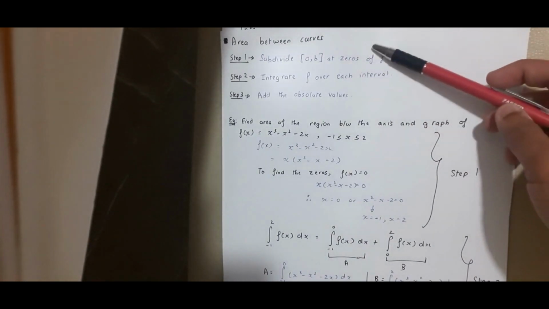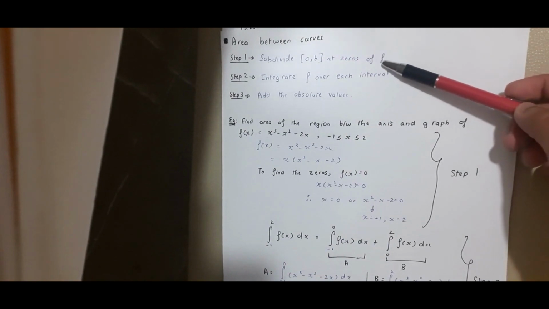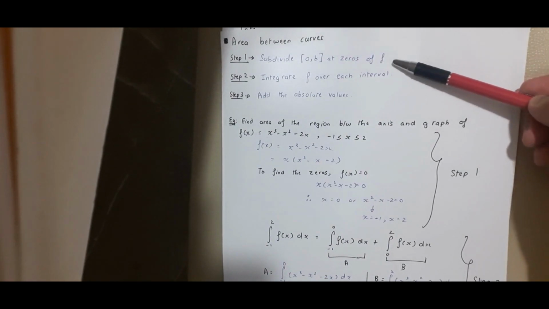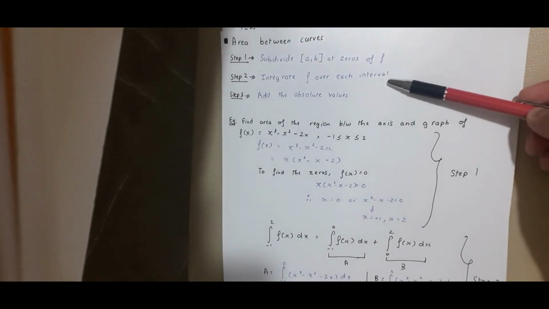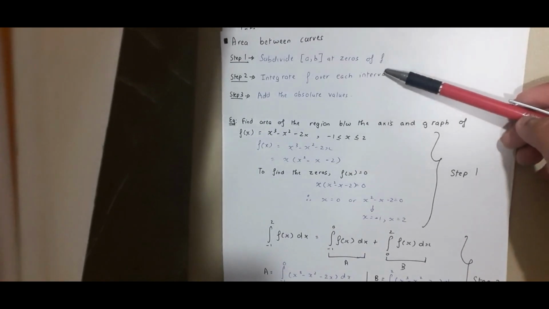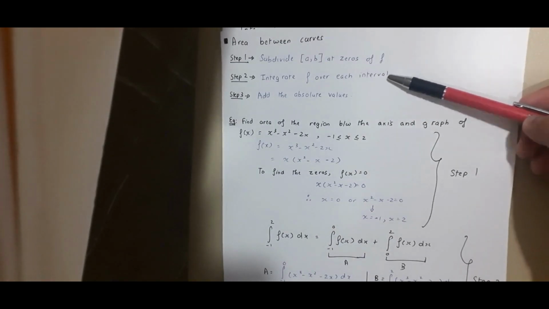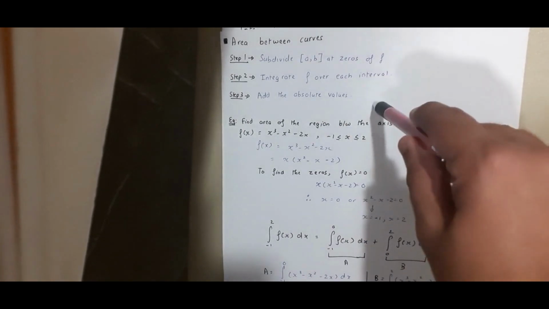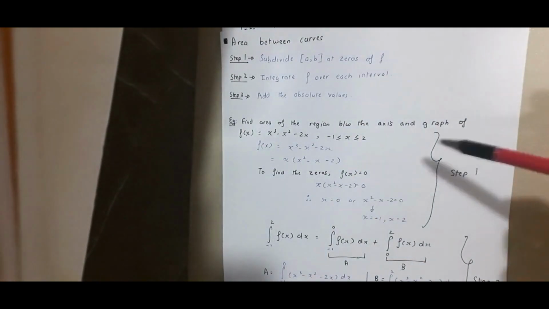Moving on, we have area between curves, definite integration. Now how to solve a question of area between curves? Firstly, we must subdivide a and b at zeros of f. So we need to find the zeros of the function. Then we need to integrate f over each interval. The subdivided groups will have the value of the function integrated in that group, and then we add the absolute values of the areas.